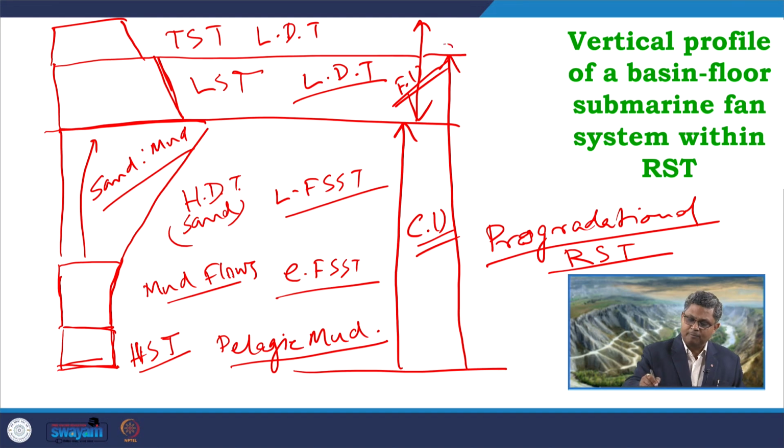So, the point of changeover from progradational to retrogradational pattern in terms of stratal stacking nature, and the point of transition from coarsening upward to fining upward within this deep basinal or basin floor submarine fan system, they are not matching, they are not juxtaposed with each other. There is a temporal offset.